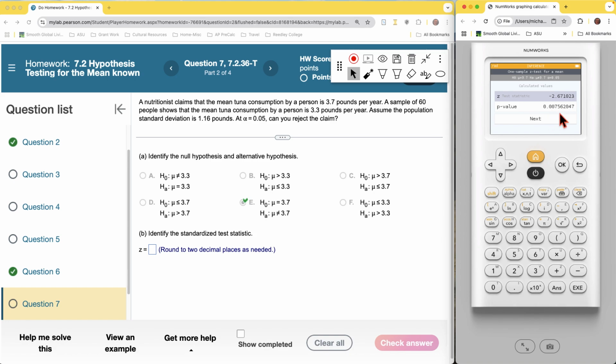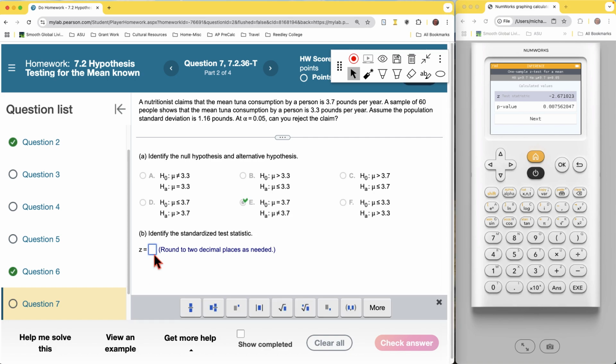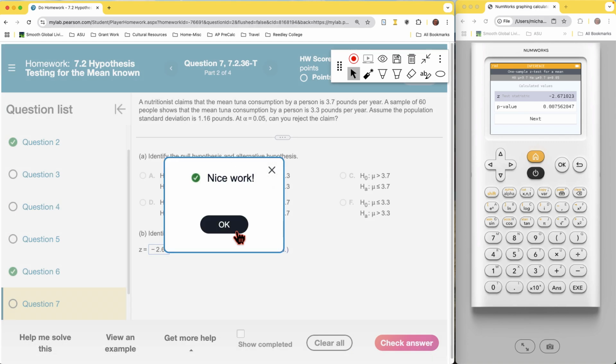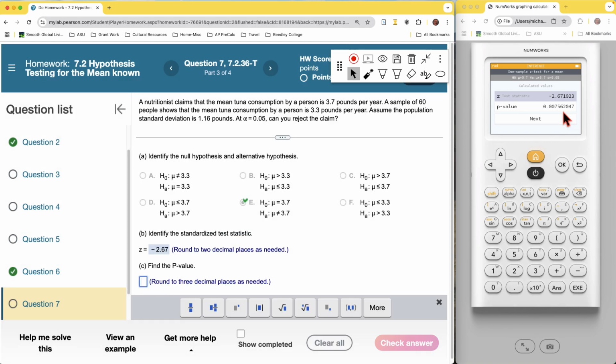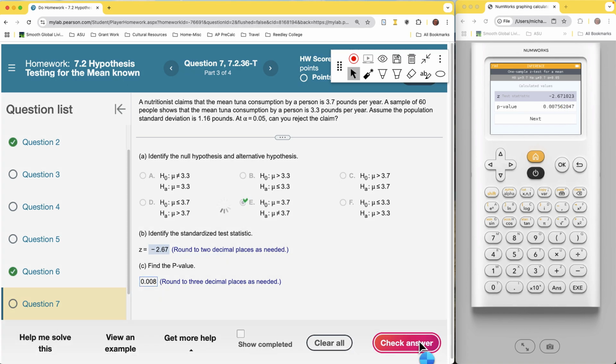We're going to get to reject it, but they're going to ask for various things like the z is going to be negative 2.67, 2 decimal places. Check our answers. P-value, again, we're given that right here, 0.0075, 3 decimal places, so we'll go to 0.008, so that 7 gets rounded up to an 8.